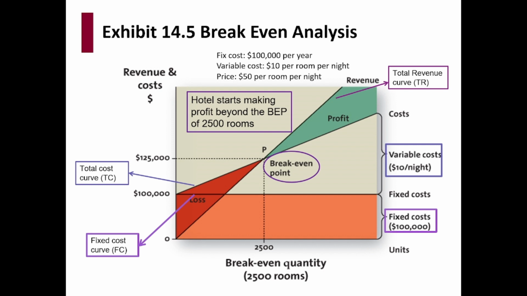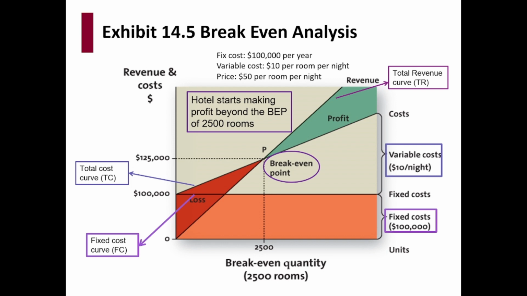From these slides, the graph contains three curves. We have the total cost curve, the fixed cost curve, and the total revenue curve. The vertical axis of this graph measures the revenue and cost in dollars, and the horizontal axis measures the quantity of units sold. The fixed cost curve will always appear as a horizontal line straight across the graph.